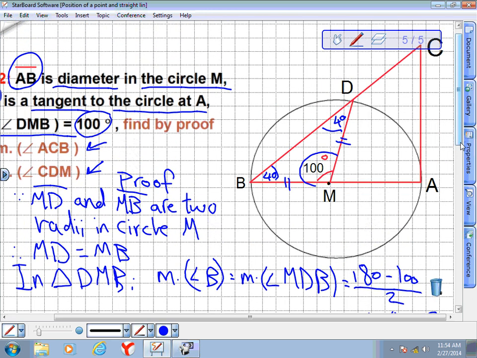If we go to the figure now, we know that AC is a tangent to the circle at the point A, so the angle here must be equal to 90 degrees. Now we have in triangle ACB, the big triangle, measure angle A equals 90, measure angle B equals 40 degrees. So by calculation we will find that measure angle ACB, which is the first required, equals 50 degrees.